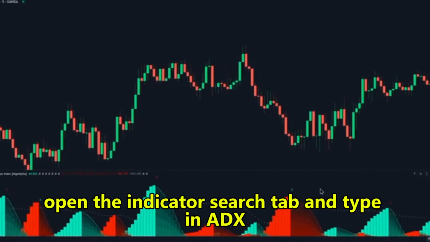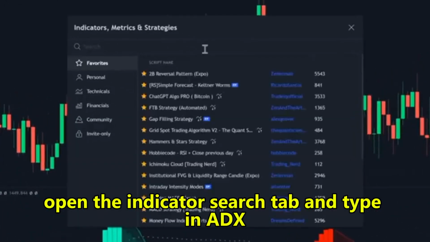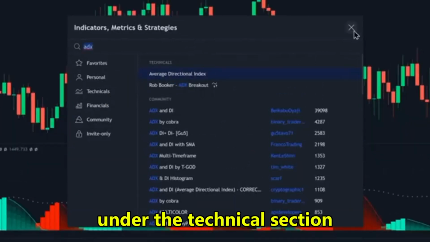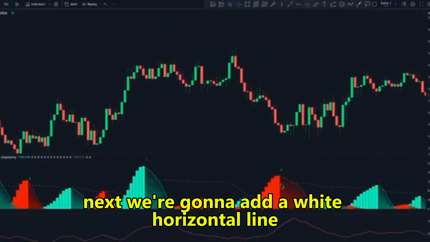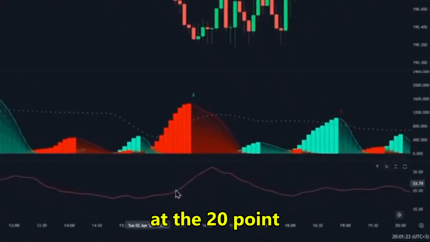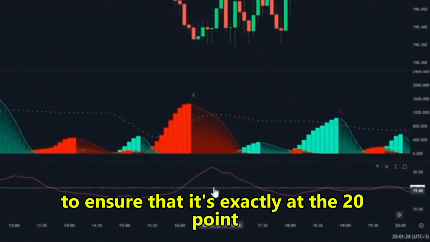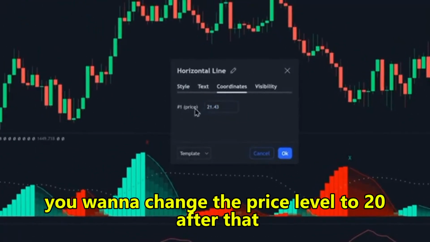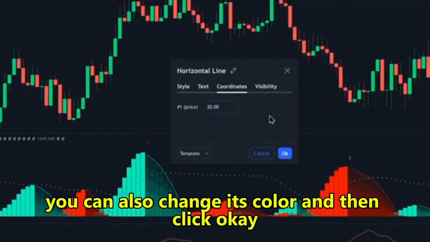Now, to craft a simple strategy out of this indicator, we're going to need to add one more trading tool to the chart. Open the indicator search tab and type in ADX, this one called Average Directional Index under the technical section. Next, we're going to add a white horizontal line at the 20 point. To ensure that it's exactly at the 20 point, you're going to double click on it, then under coordinates, you want to change the price level to 20. After that, you can also change its color and then click OK.